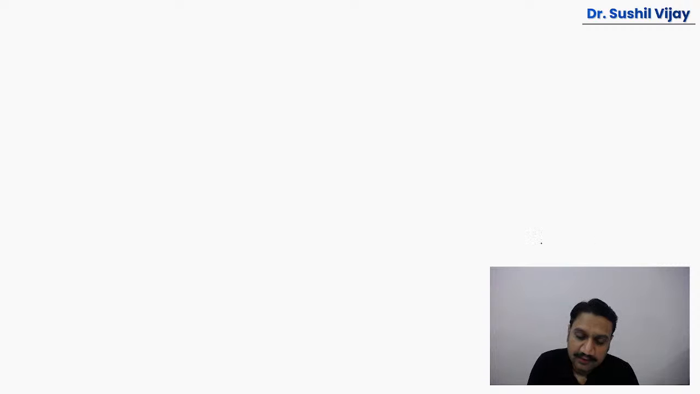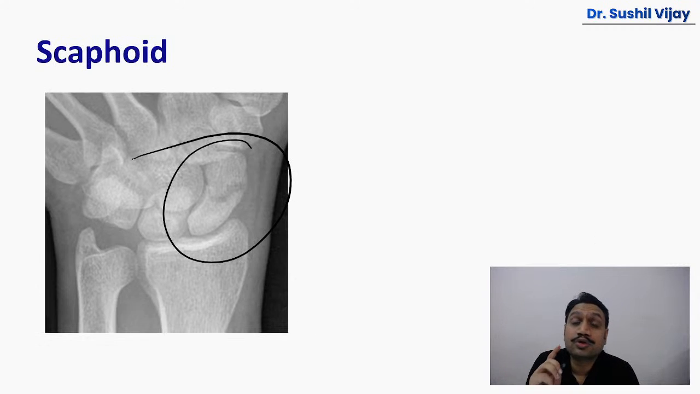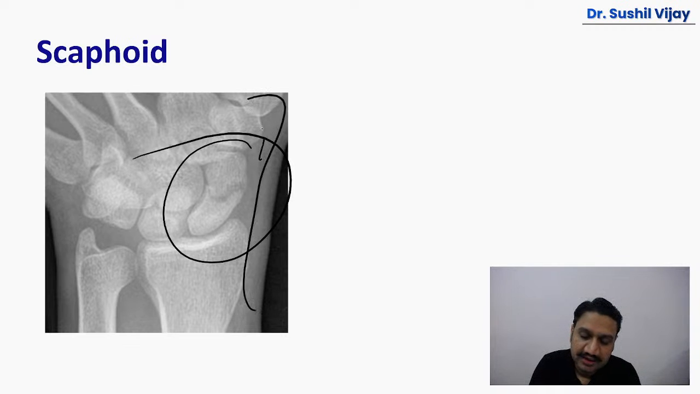Alright. Now, next one we have is the scaphoid fracture. Please remember, it is the most commonest carpal to get fractured. And the blood supply comes like this. So, most commonest carpal to get fractured and necrosis, the most common site of necrosis will be proximal pole, this area.